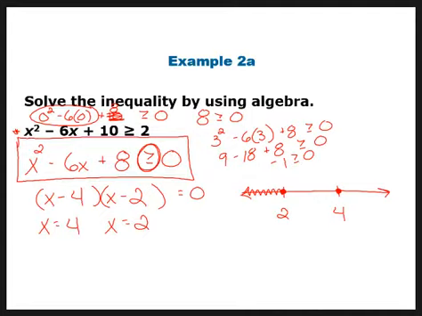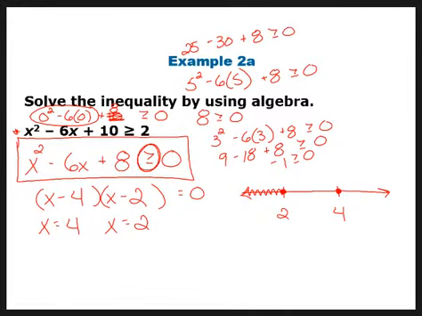So the last thing would be I have to check to the right of the 4, greater than 4. So I'm going to take 5. So 5 squared minus 6 times 5 plus 8 greater than or equal to 0. So 25 minus 30 plus 8 should be greater than or equal to 0. Well, 25 minus 30 gives us negative 5 plus 8 is going to be plus 3, which is greater than or equal to 0. Well, that makes sense. So we would shade on this side of the 4 also. So anything in the shaded area as far as an x value goes would make this inequality true.